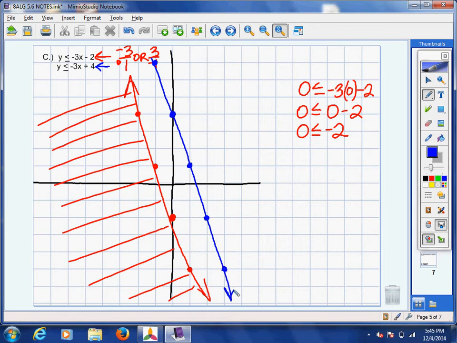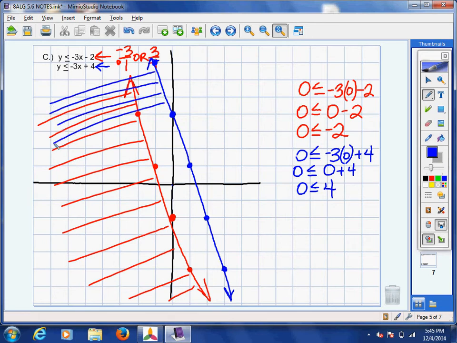There you go. And now we've got to determine which way to shade. So we would say, okay, let's plug in that 0, 0 again. Is 0 less than or equal to negative 3 times 0 plus 4? In other words, is 0 less than or equal to 0 plus 4, which is 4? Is 0 smaller than 4? Yeah, actually it is. So you can see 0, 0 is on the left side of the blue line, and that means that's the side we're going to shade, the left side.